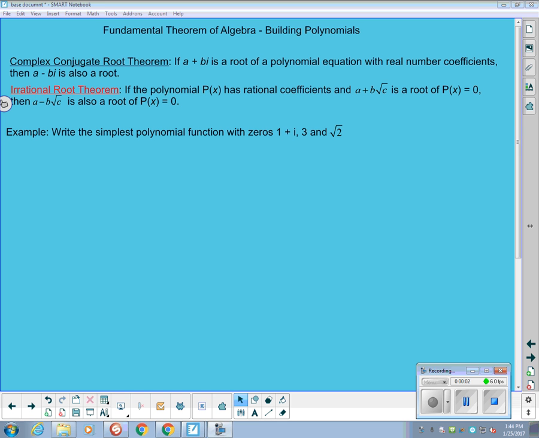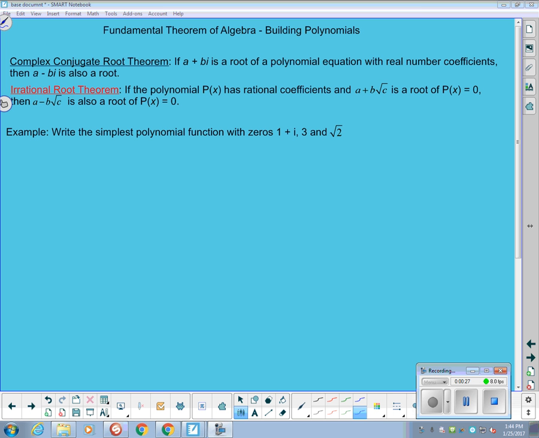All right, so this is our second part of the fundamental theorem of algebra, which is building polynomials. I've included a couple of theorems here at the beginning, one about the complex conjugate root theorem that says if we want a polynomial with real number coefficients, then complex roots have to come in conjugate pairs. That's going to help us with this problem that we're going to be working on here.